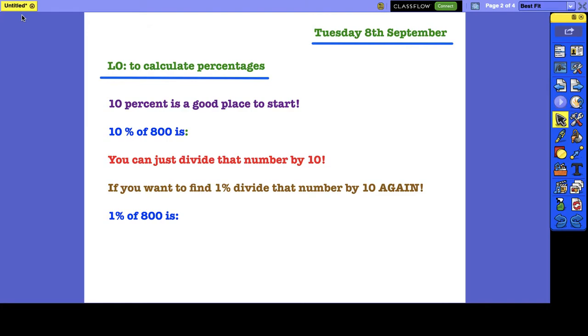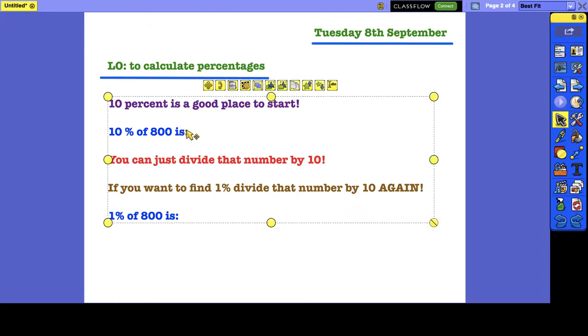Now, if I was going to teach you and try and talk to you about calculating percentages, 10% is a good place to start. Okay, 10% of 800, as we've got here.